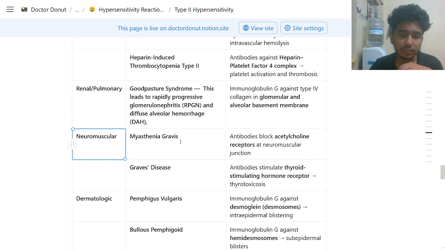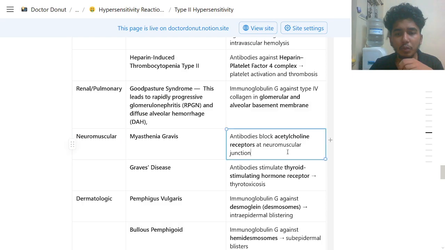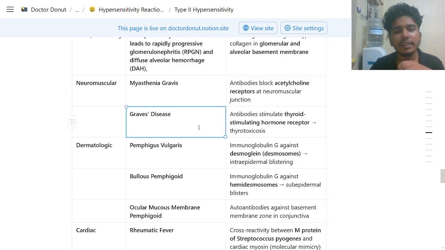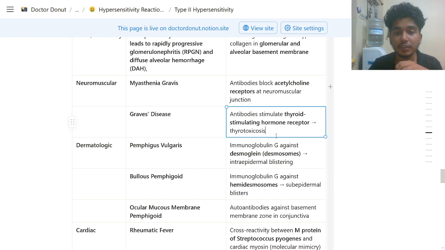Neuromuscular diseases like myasthenia gravis, wherein the antibodies block the acetylcholine receptors at the neuromuscular junction. And then in Graves' disease, there are antibodies that stimulate the thyroid stimulating hormone receptor that lead to thyrotoxicosis, right?